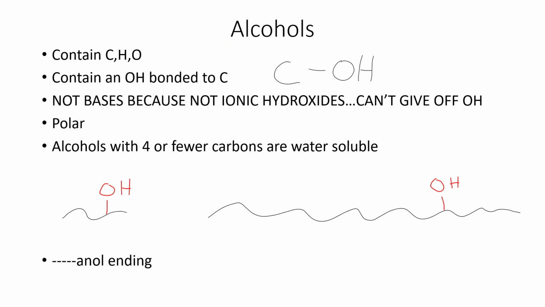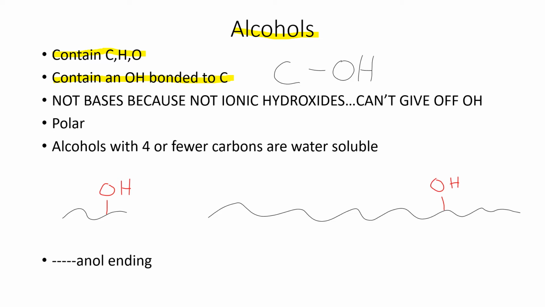So our next functional group that we want to talk about are the alcohols. Alcohols are our first functional group that have something besides carbon and hydrogen in them. Alcohols will contain carbon, hydrogen, and oxygen. And what makes an alcohol is that it will contain an OH bonded to carbon. So we'll see that in all of these alcohols.